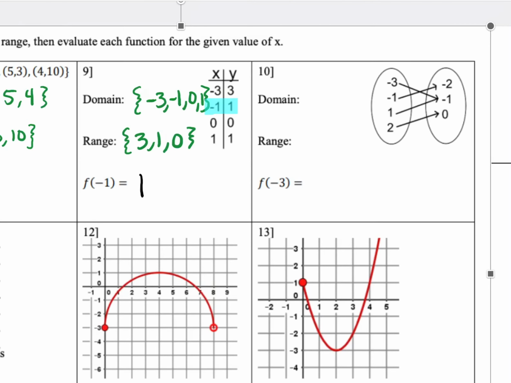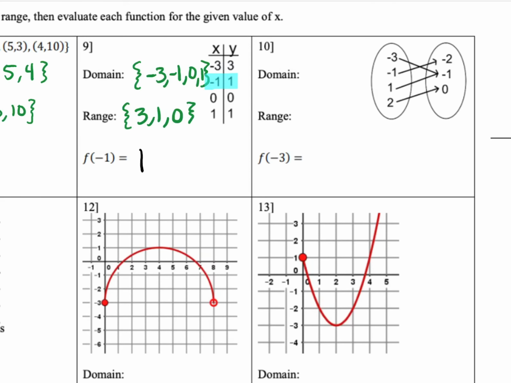For this example, we have a mapping. Remember, our x's are on the left, y values are on the right. Our domain is all of our x values, which in this case is negative 3, negative 1, 1, and 2. And our range is all of our y values, negative 2, negative 1, and 0. f of negative 3 is when x equals negative 3. What value is our output? It's negative 1 if we look at our mapping, so negative 1.